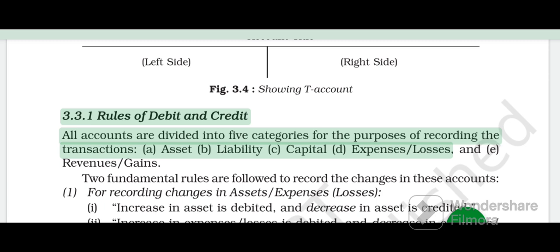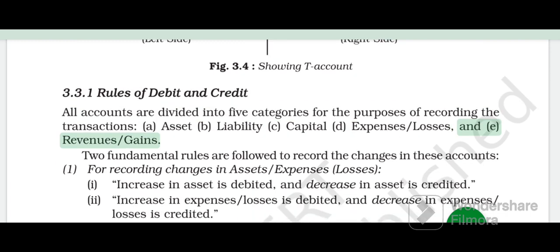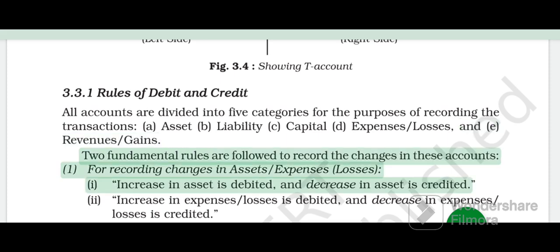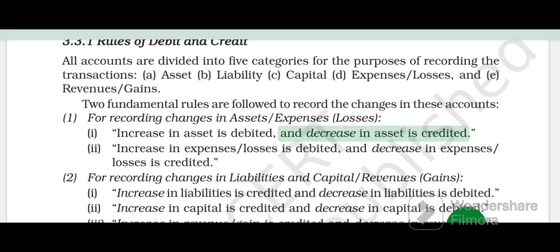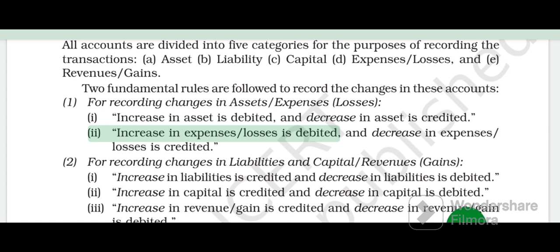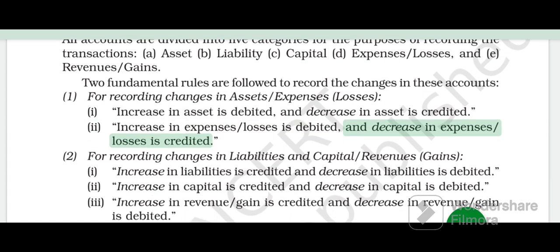3.3.1 Rules of debit and credit. All accounts are divided into 5 categories for the purposes of recording the transactions: A. Asset, B. Liability, C. Capital, D. Expenses, losses, and E. Revenues, gains. Two fundamental rules are followed to record the changes in these accounts. 1. For recording changes in assets, expenses, losses: i. Increase in asset is debited, and decrease in asset is credited. ii. Increase in expenses, losses is debited, and decrease in expenses, losses is credited.